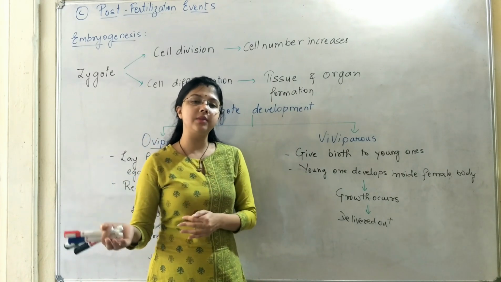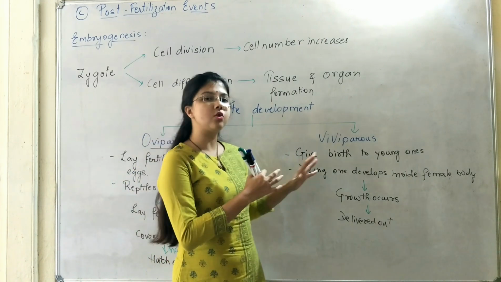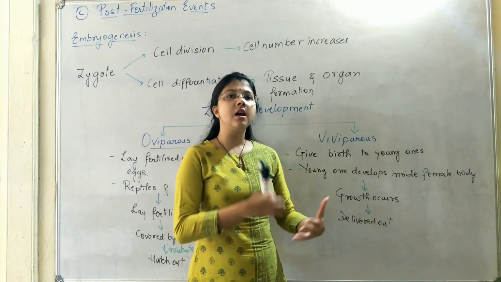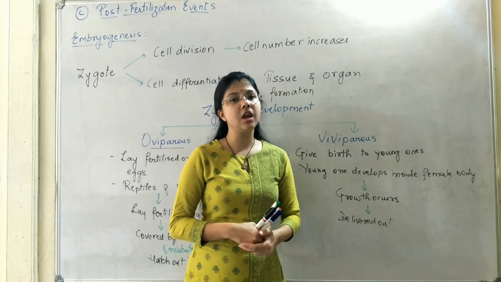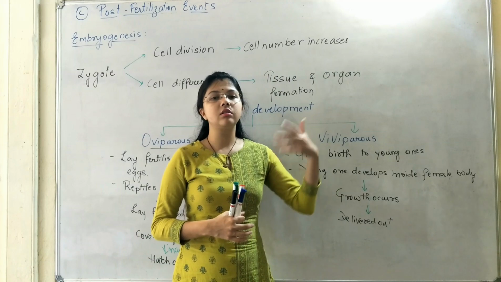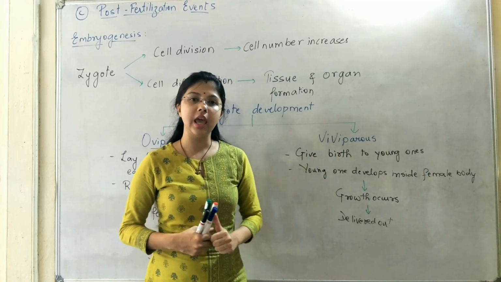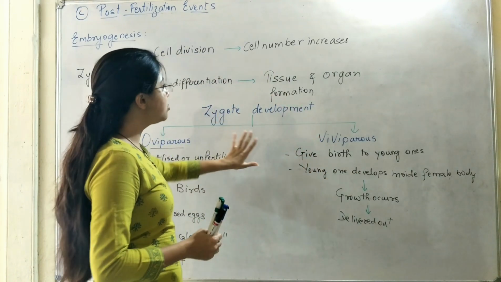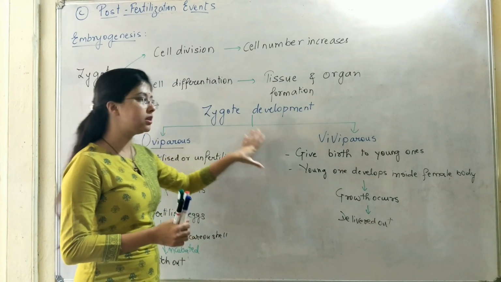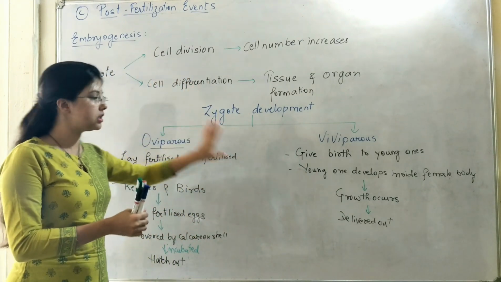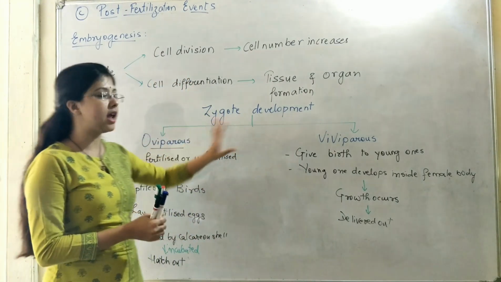And by the time they reach the adulthood stage, the young ones are mature enough to fight against the predators or the consequences that come in the environment. So this is about animals. When we talk about animals, in case of embryogenesis, there will be two types, oviparous and viviparous.